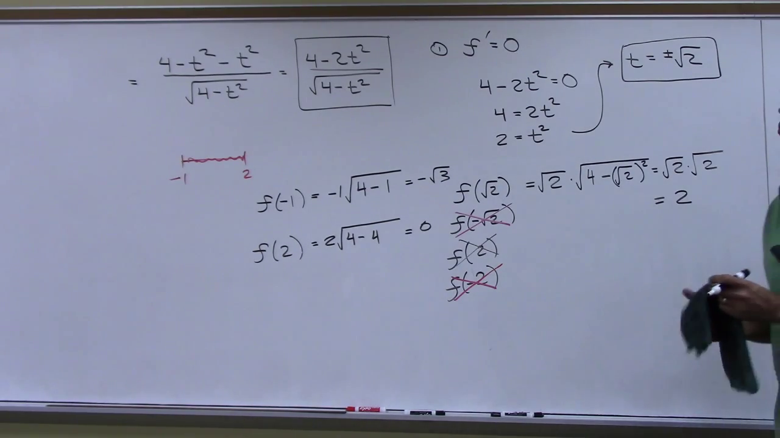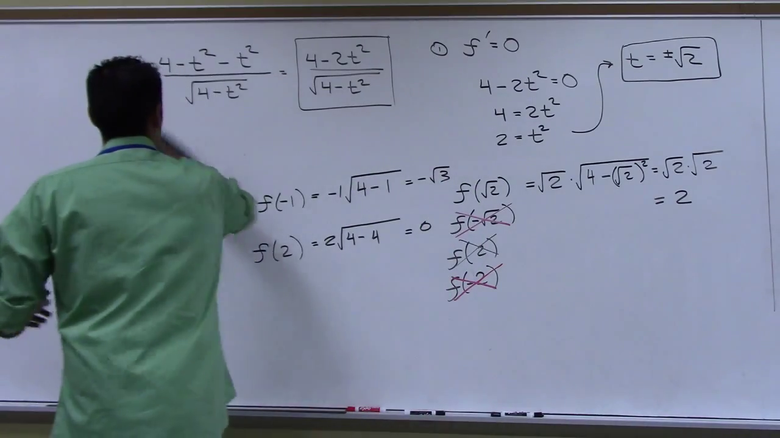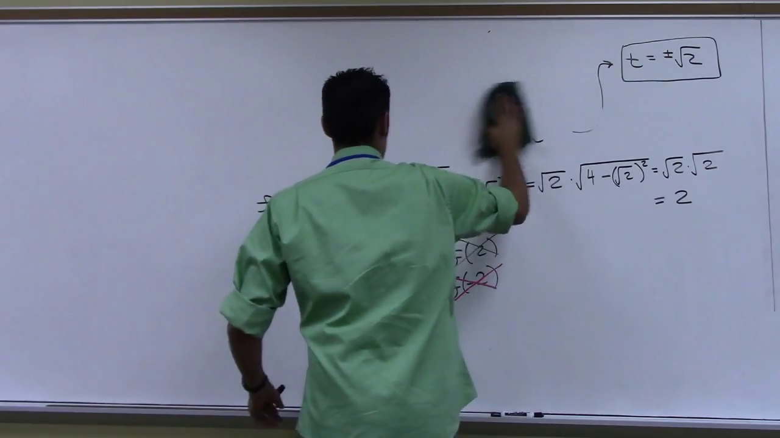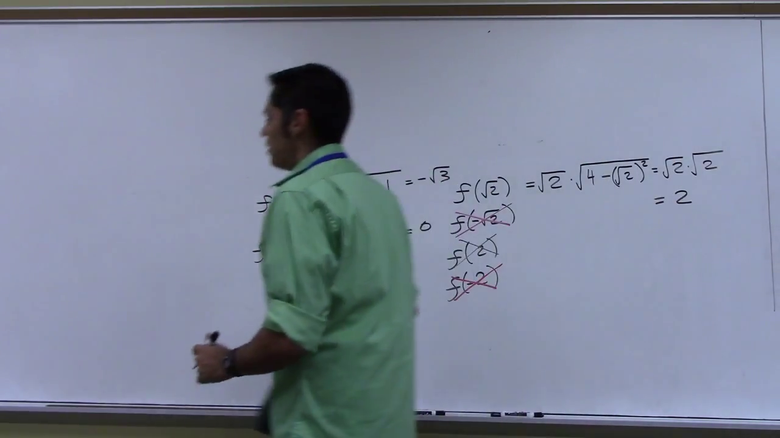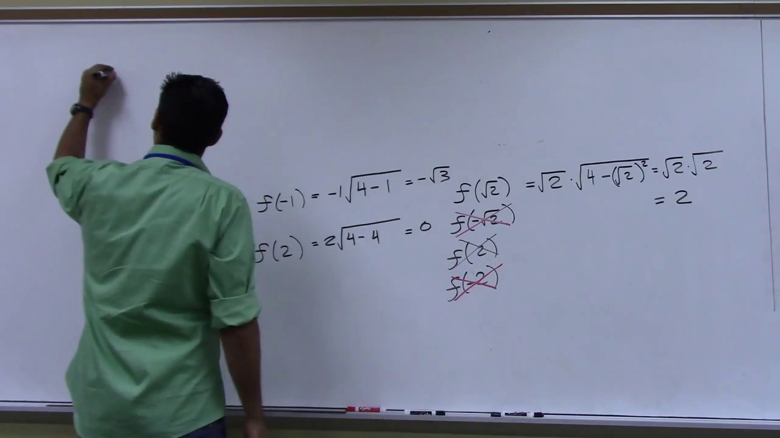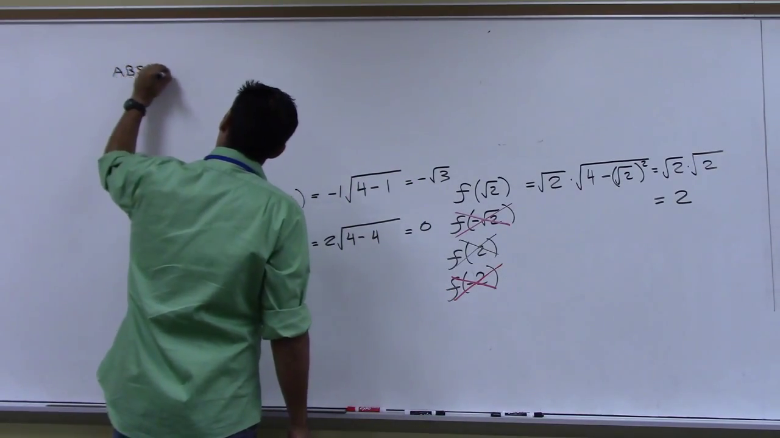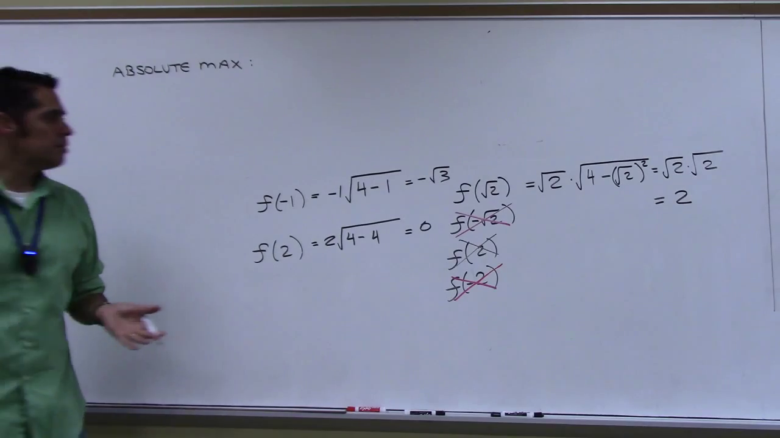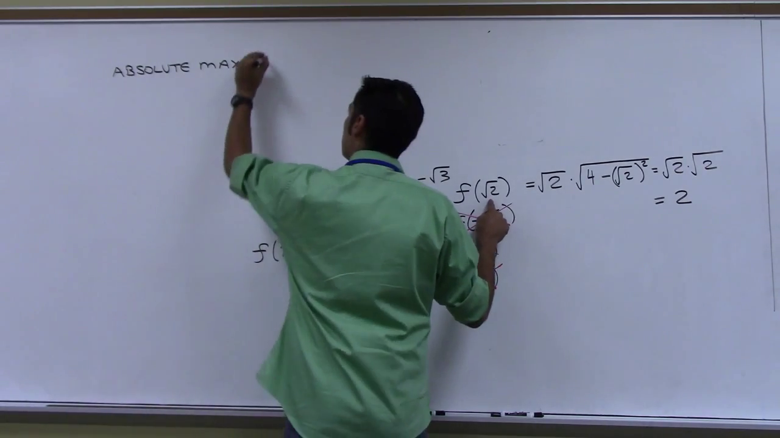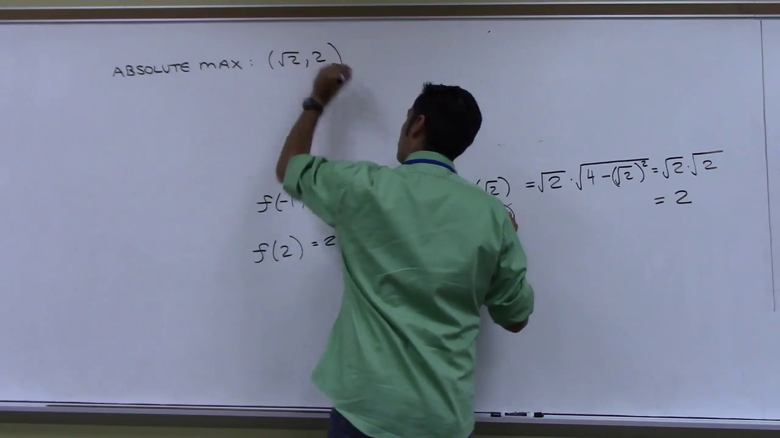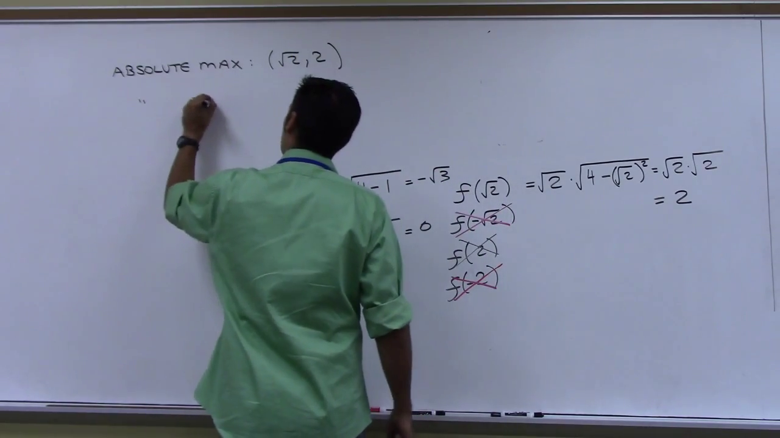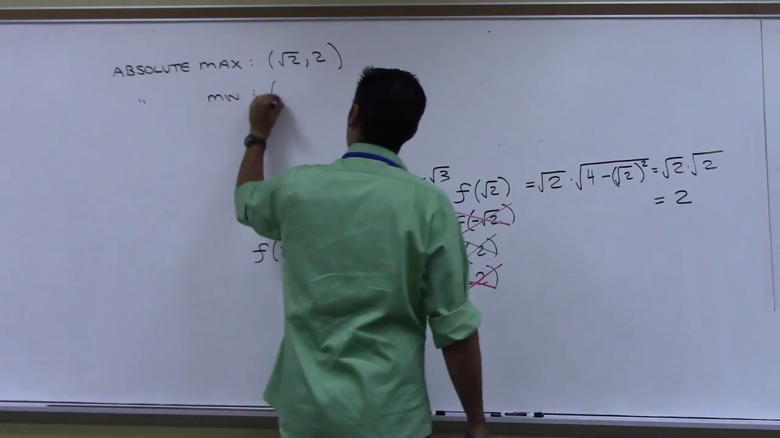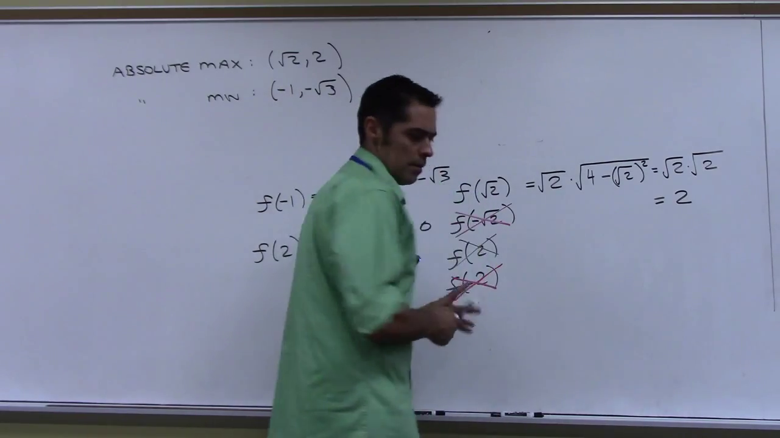Okay, so what's my absolute maximum? What's my absolute minimum? 2 and negative root 3. So how did I say I prefer that you write it? The absolute maximum, I said write it as an ordered pair, like a point. So the x-coordinate followed by the y-coordinate. It would be root 2 followed by 2. And then the absolute minimum would be -1, negative root 3. All right?